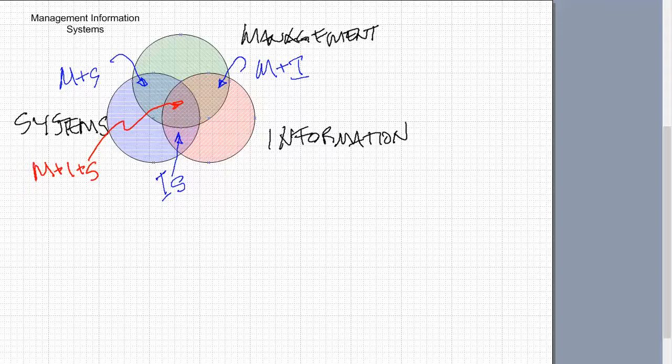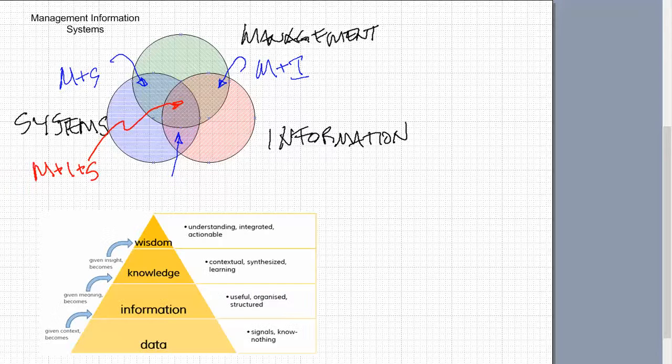So now within management information systems, we're going to talk a little bit about information. So let's look at information. Information is actually on a continuum of things about stuff. And it's one of those things where it starts off as data.